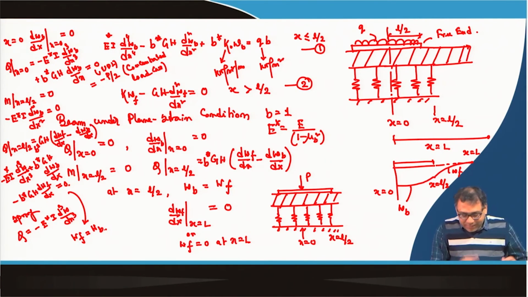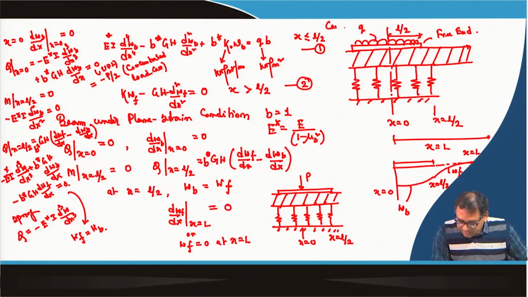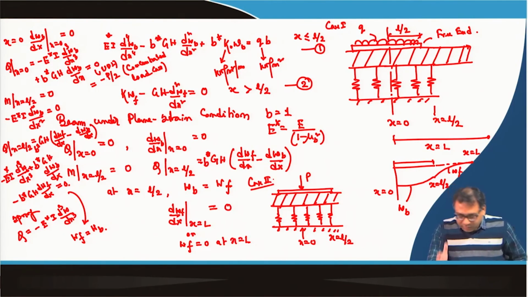Okay. So, what is the difference between this case? This is my case 1 and this is my case 2, because more or less all the 4 boundary conditions are same. What are those 4 boundary conditions? In my beam under plane strain condition, the slope at the center is 0, here also slope at the center is 0. Then shear force at the center is 0, here the shear force at the center is not 0, it is minus p by 2. For UDL it is 0.